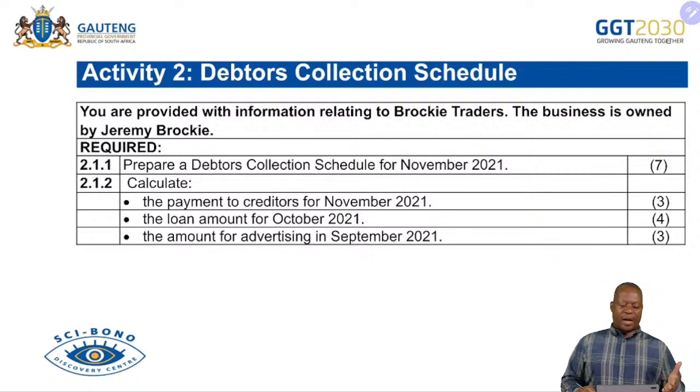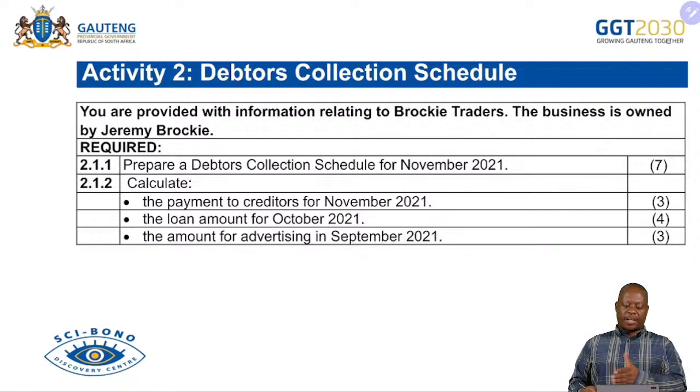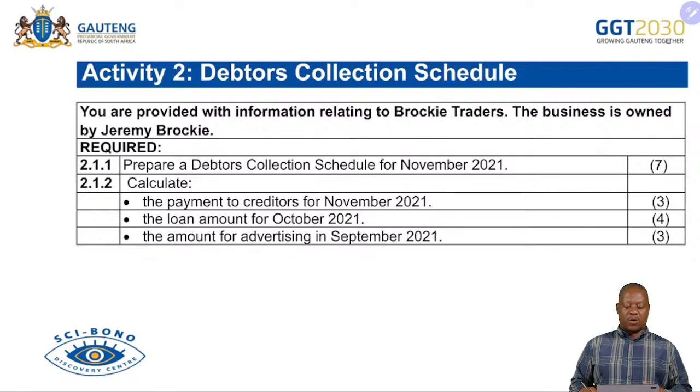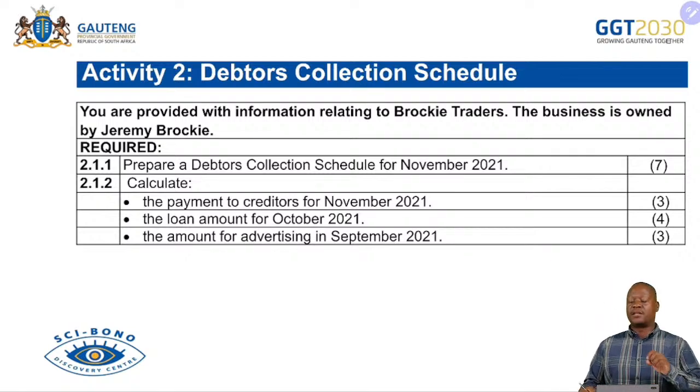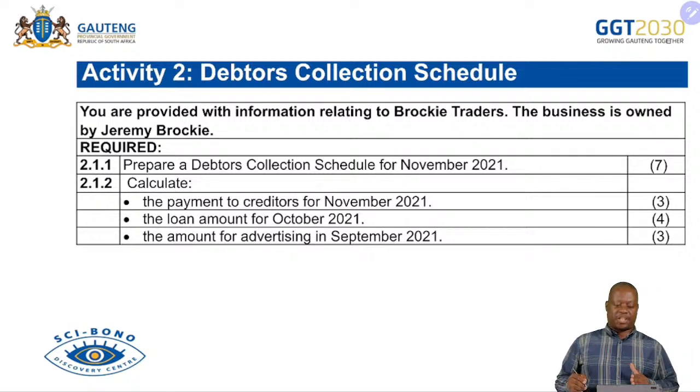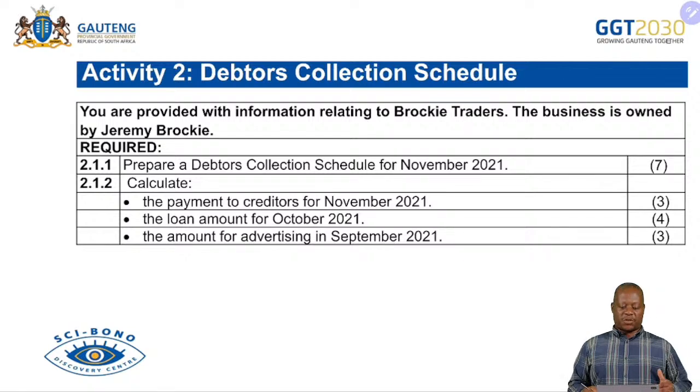Now, this says we are provided with information relating to Brocky Traders. The business is owned by Jeremy Brocky. Required. Prepare the debtors collection schedule for November 2021, and then calculate payments to creditors for November, the loan amount for October, as well as the amount for advertising in September. Please take note. The first thing, we are looking into the debtors collection schedule. Let's give our attention to that.